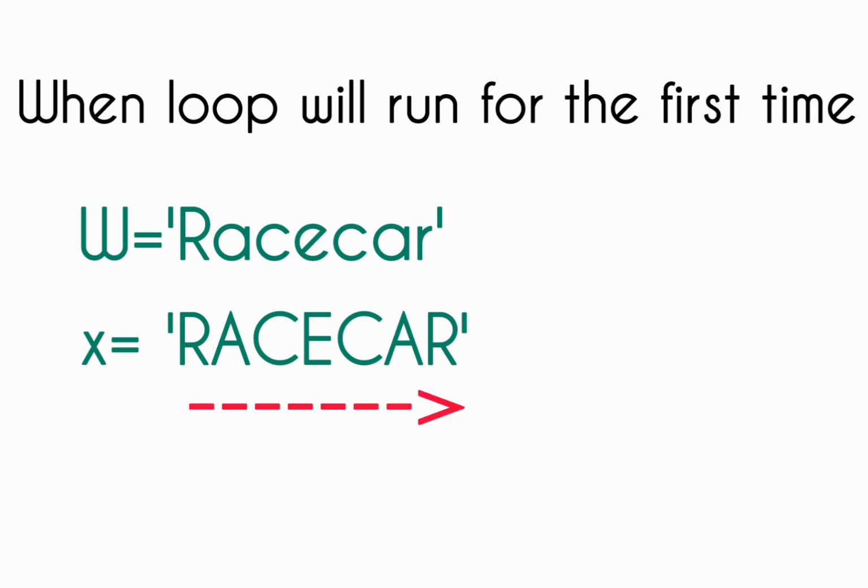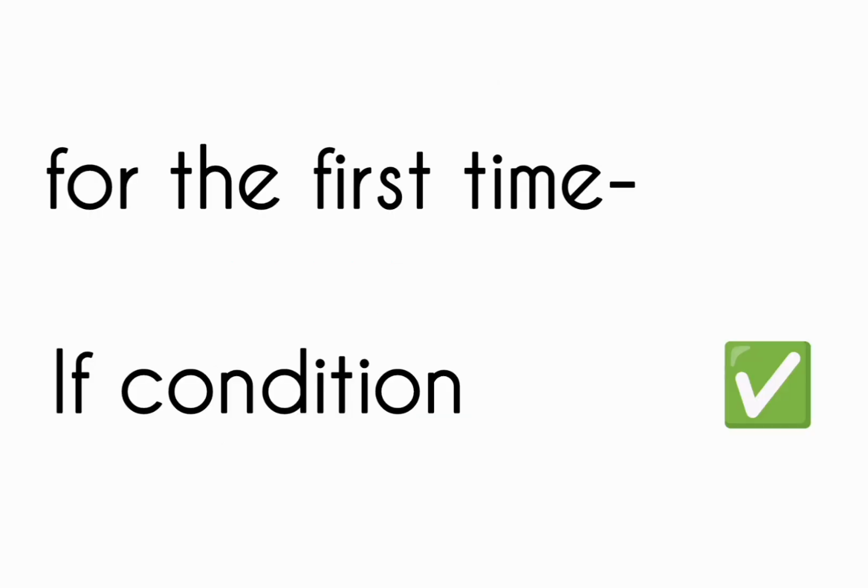Now we have to check racecar from the left side. If you read racecar from the left side, then you will pronounce it as racecar. And also if you read racecar from the right side, then you will also pronounce this word as racecar. So this is a palindrome word because whether you read it from the left side or the right side, it is pronounced the same. So this means that our if condition for the first time is true.